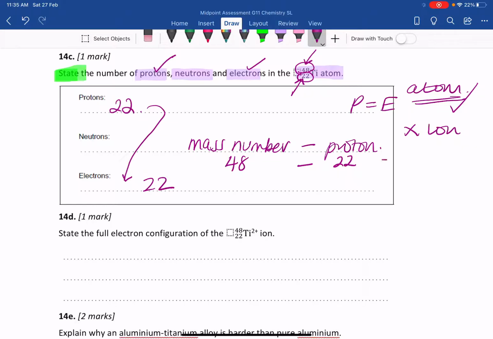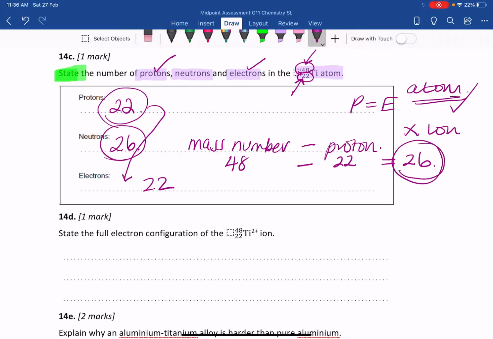I then do my sum, and even if I have a big brain and I can do it by mental arithmetic, I would still check it in my calculator because I always want to be sure. I would always do these things twice. So 48 minus 22 gives me 26. So that is my number of neutrons.